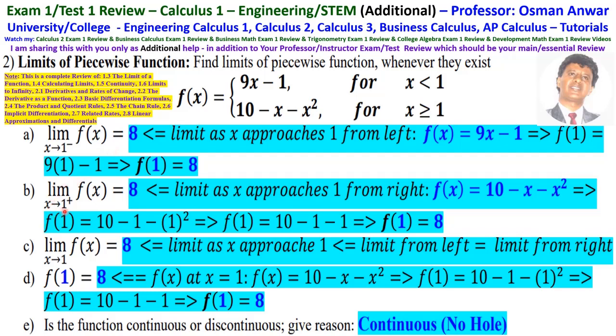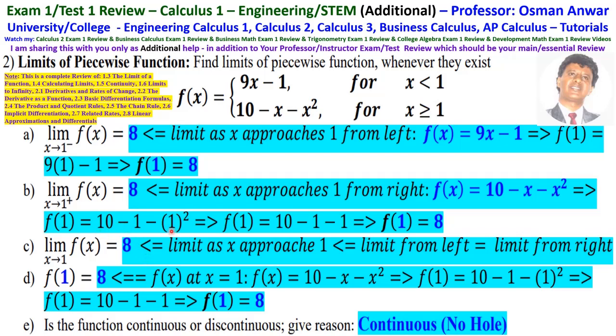Then limit as x approaches 1 from the right, which is obviously when x is greater than 1, and the function is f of x equals 10 minus x squared. Then f of 1 is again 8. So the limit as x approaches 1 from the right, f of x, is equal to 8. So the limit from the left is 8, the limit from the right is 8. That means the limit as x approaches 1, f of x, exists and is equal to 8.